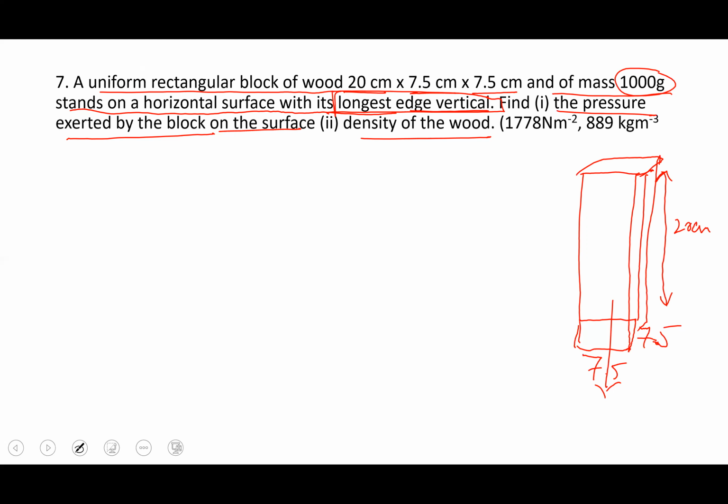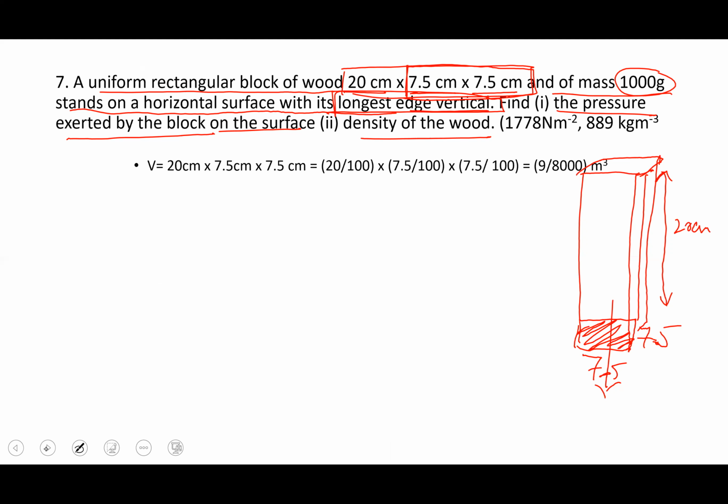So 7.5 multiplied by 7.5, that is the area which is under the pressure of this whole block, and we have the volume of it, which is 20 centimeter into 7.5 into 7.5. And we also have the area in this case, which is 7.5 into 7.5. Now, the volume, which is in centimeters, we have to convert into meters. So we divide by 100 in each case. So 20 divided by 100 multiplied by 7.5 divided by 100 multiplied by 7.5 divided by 100. So it is equal to 9 divided by 8000 meter cube.